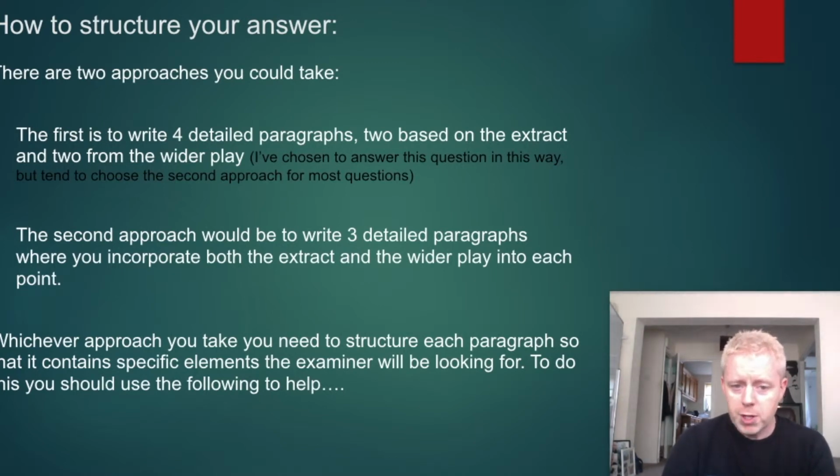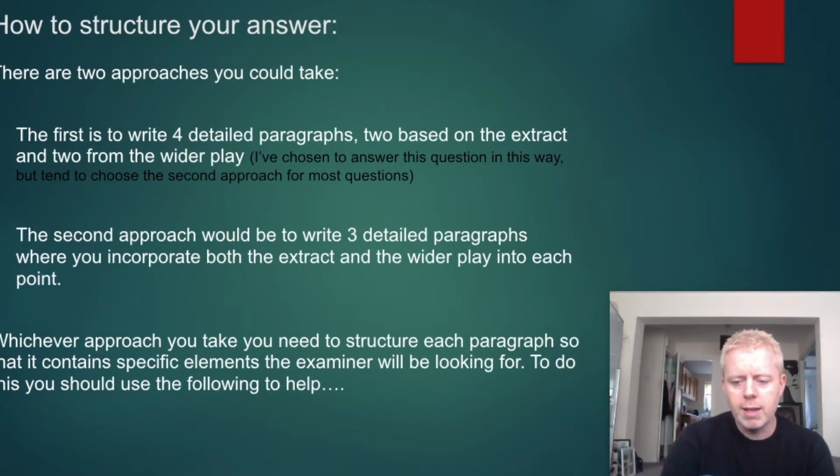The second approach would be to write 3 detailed paragraphs where you incorporate both the extract and the wider play analysis into each point. So when you're talking about the thunder in Act 1, Scene 1, which is this extract, link it to the next scene where we see the witches meet Macbeth, where there is also thunder, and explore what the significance of that is. But whichever approach you take, you need to structure each paragraph so that it contains specific elements the examiner will be looking for. To do this, you should use the following help.